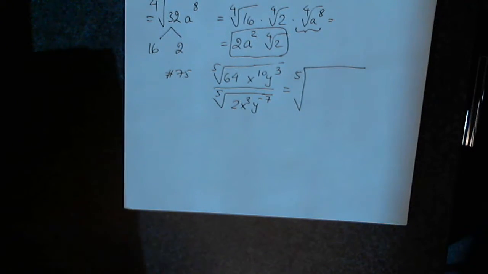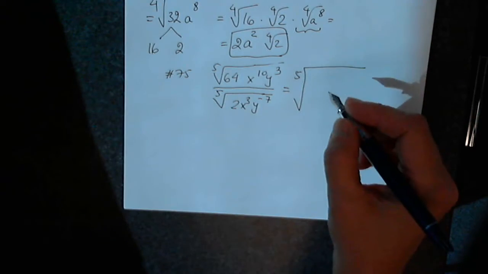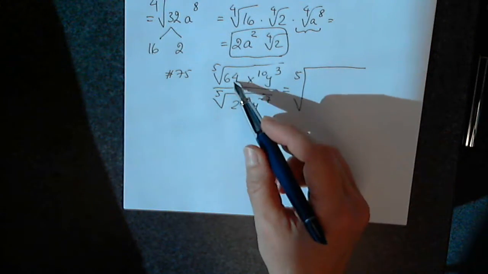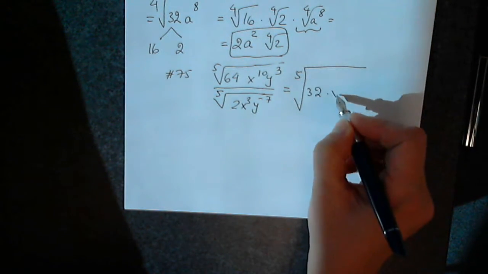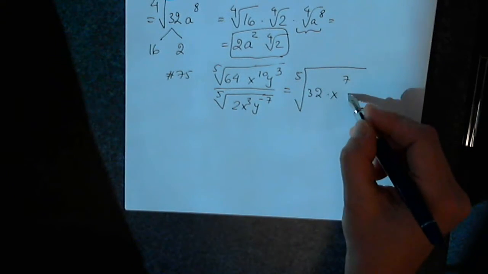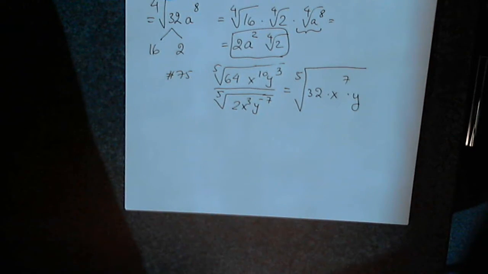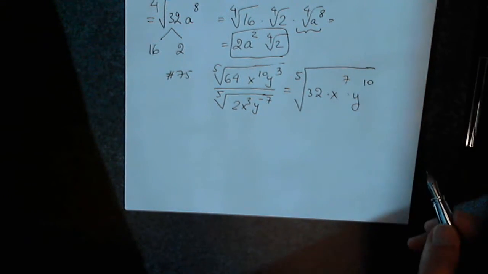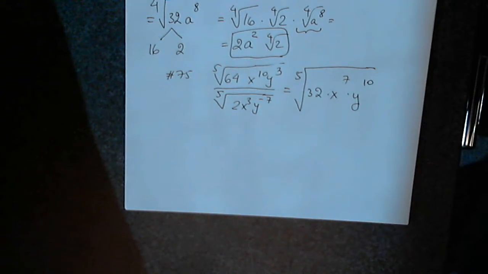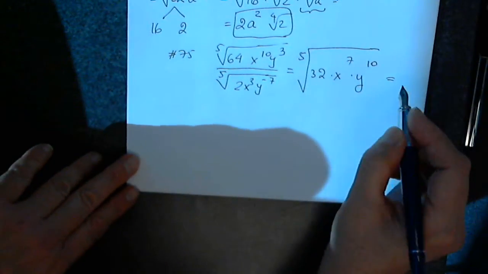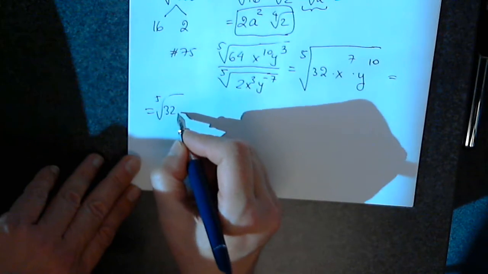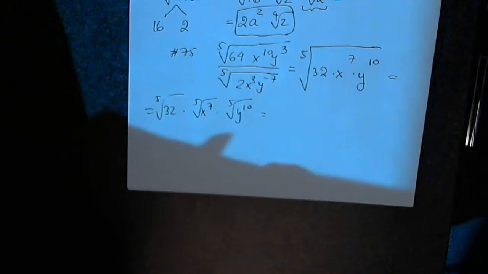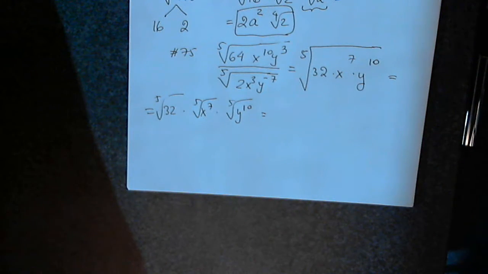So can anyone give us something to write? Yes? Over 2, 32, times x to which power? Very good. Now be very careful. Times y to which power? Yes. 3 minus negative 7. I claim that there are 3 radicals in here. The fifth root of 32, the fifth root of x to the 7th, and the fifth root of y to the 10th. 2 of them are nice and friendly, and 1 of them is not.